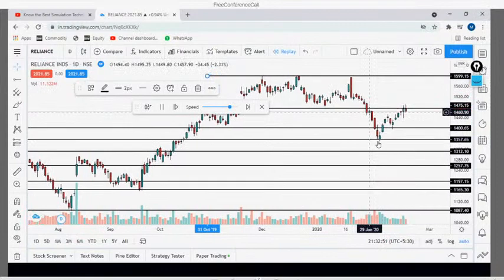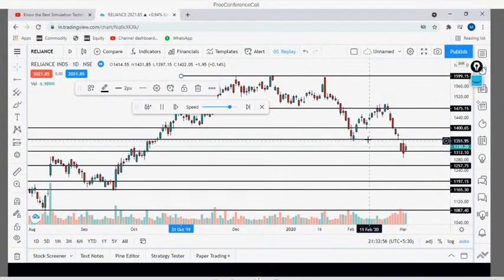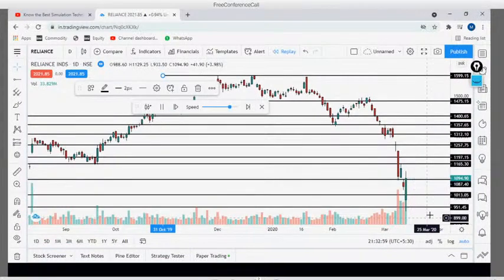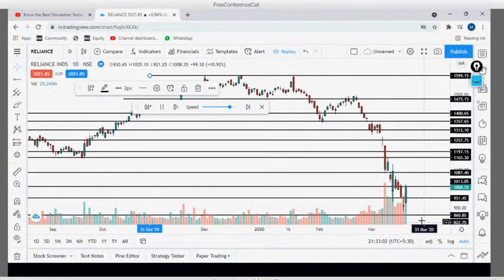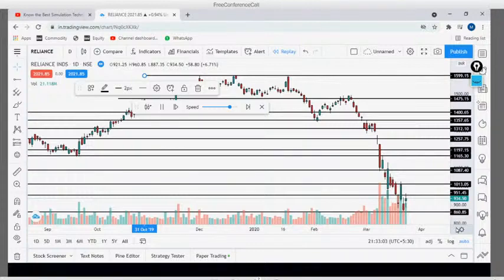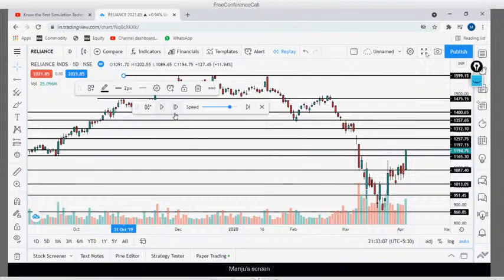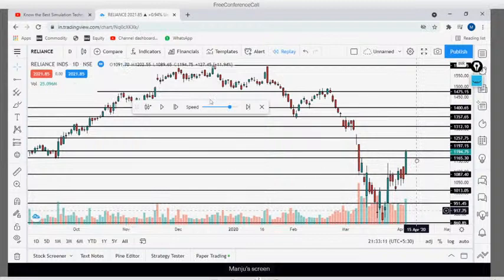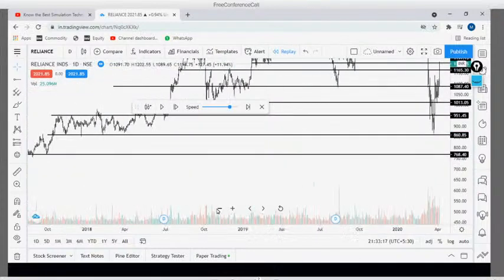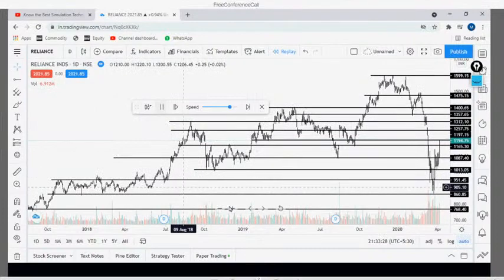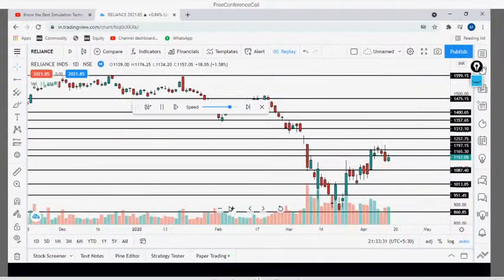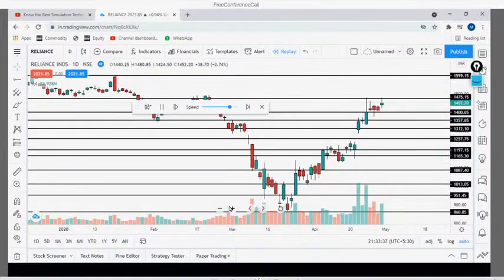See, this is during Corona time, I guess. It came down. Okay, let me stop. During Corona time, what was the level it bounced? 860. That was one of the previous support areas, and from there only it bounced. Got it? So this is how you can backtest your strategies. Okay, I hope you got some understanding of how backtesting works.